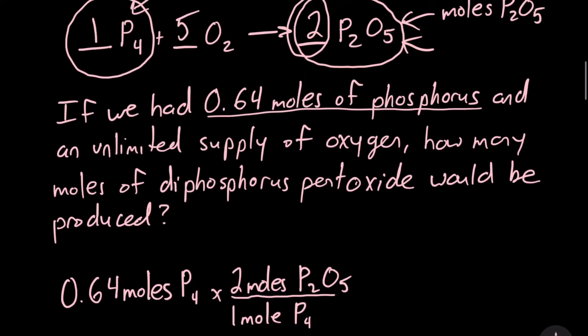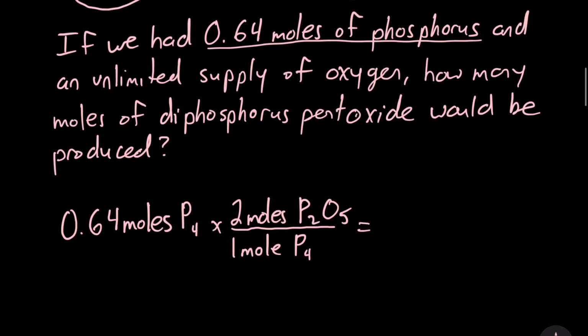So if we type that into our calculator, all we will do is 0.64 moles multiplied by 2, and that should give us our answer. So if you do type that in, you should get an answer of, let me type it in, let's just take a look. Oh no, 1.28. So let's just write that down.